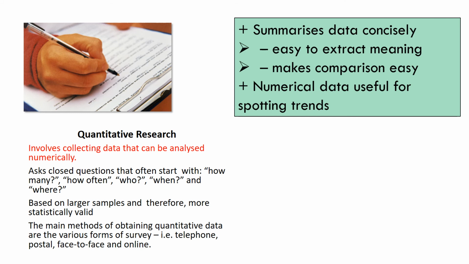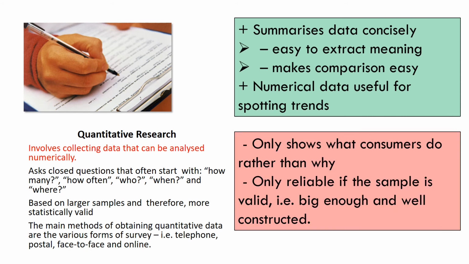So what are the advantages and disadvantages? Quantitative data can be summarized concisely. It's easy to extract meaning, and we can make comparisons easily because that is the nature of numbers and numerical data. Unfortunately, it only shows what consumers do rather than why, and again, it's only really reliable if the sample is big enough and represents the whole population.